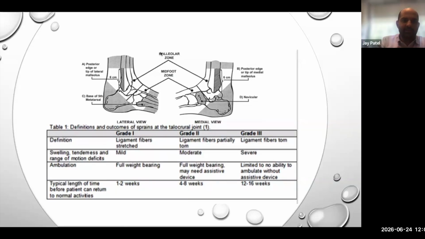And length of time to return to activities. There are some guidelines: about 1 to 2 weeks for grade one, grade two about 4 to 8 weeks. Grade three can take like 4 to 6 months at times, but it varies quite a bit. Everyone's recovery is different, so I don't always go by these guidelines as far as how long it should take them, but it's something in the back of my mind while they're going through this recovery process.